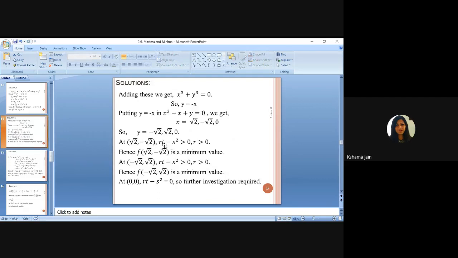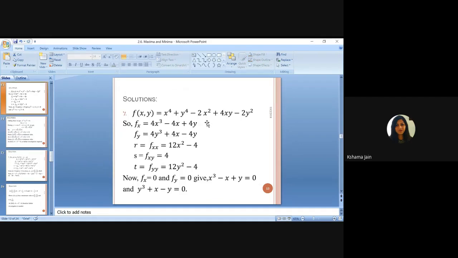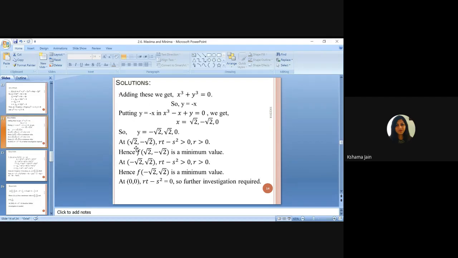If I put rt minus s square, one second, rt, this into this minus 16. So here we will put these values: in place of x, put square root of 2, in place of y, put this. Directly they have written after solving, you will be getting r greater than 0. The result they have written directly, but you can practice yourself that r came greater than 0.